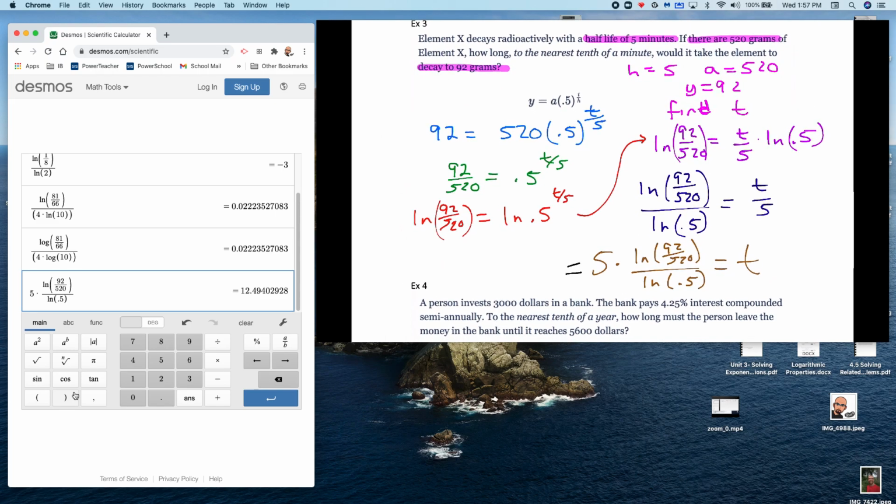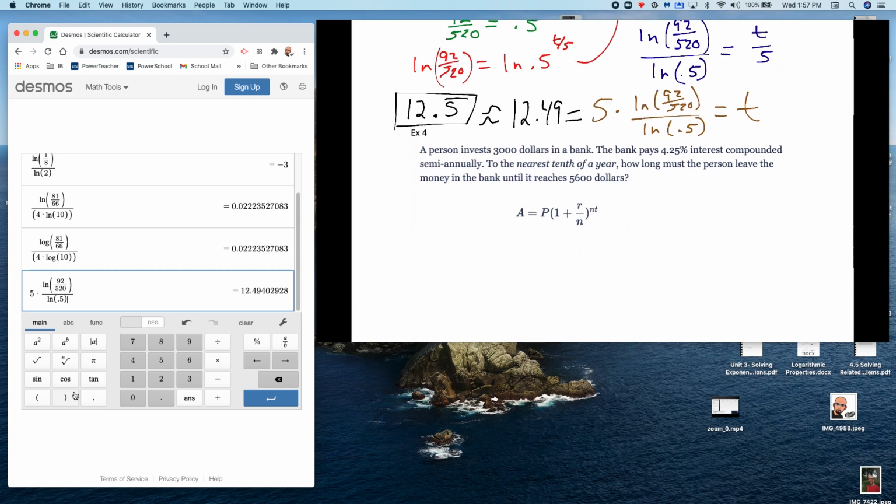And it wants me to do it to the nearest tenth of a minute. So at 12.49, the nearest tenth of a minute is 12.5. That's the value that I'd put in. Go back and review that one before you do the problems if you need to.